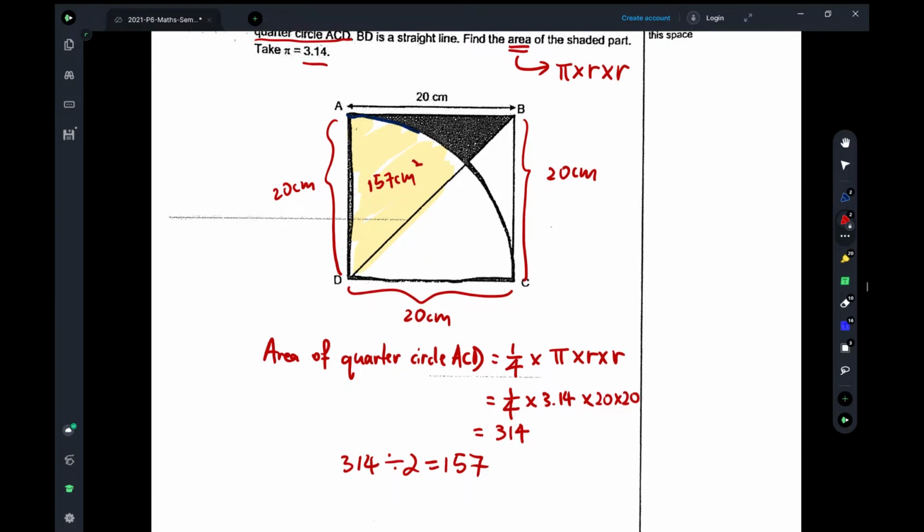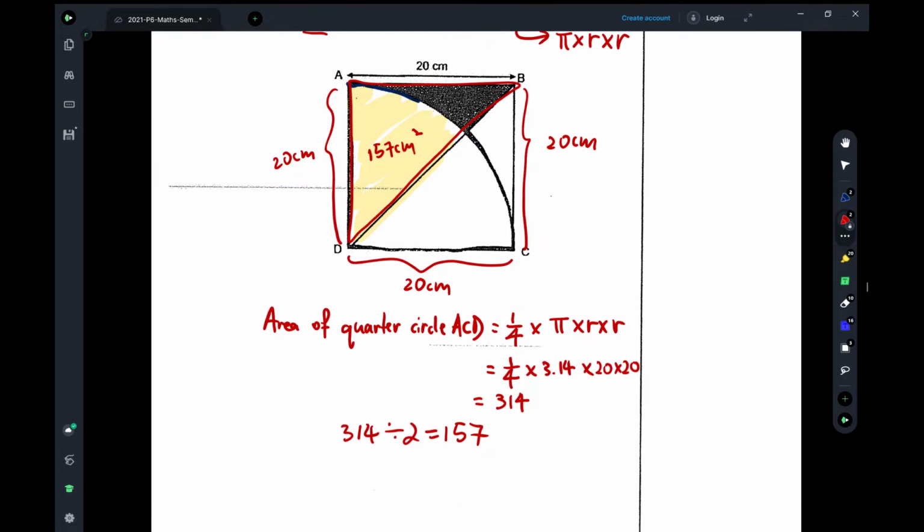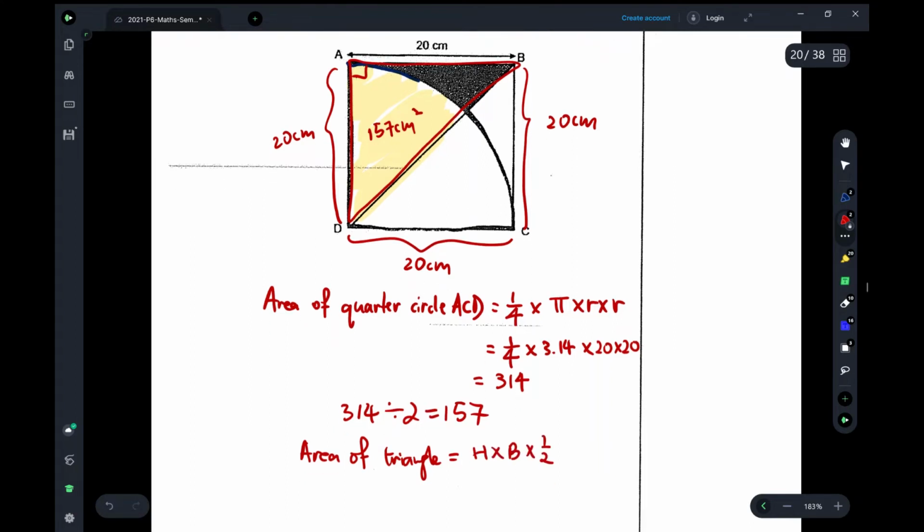Then I just need to use the area of this triangle, which, because it's a square, has a right angle here. The area of a triangle is base times height times half. So this is the formula to find the area of a triangle. Height and base are both 20, times half. So 20 times 20 is 400. 400 times half is 200.